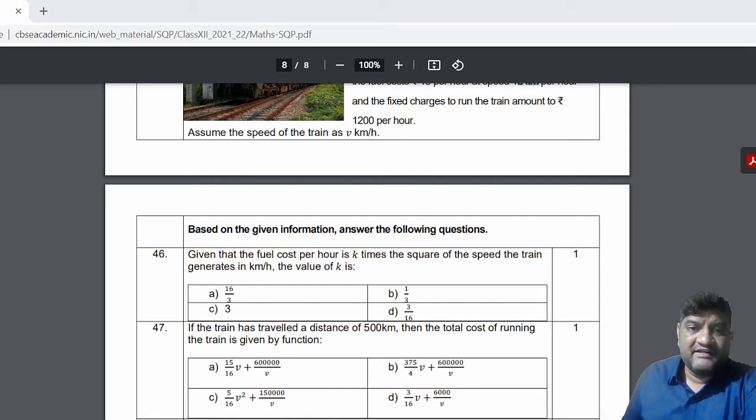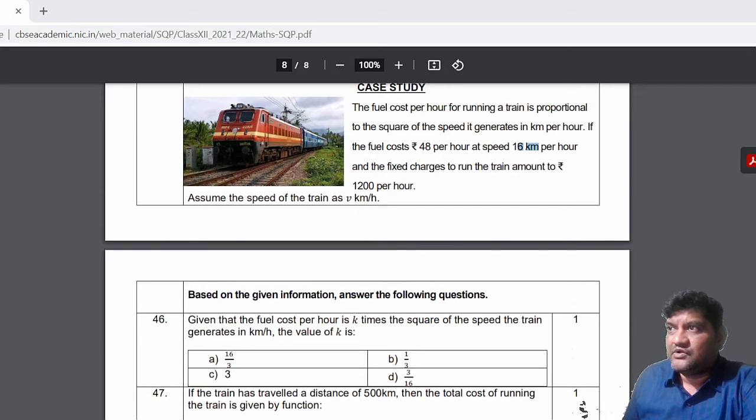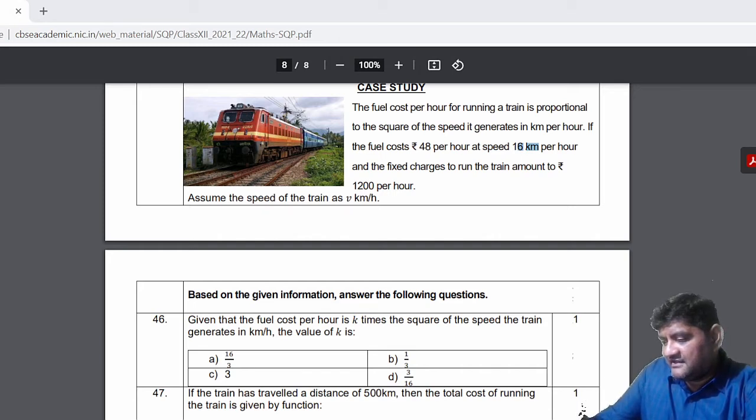If the train has traveled a distance of 500 kilometers, then the total cost of running the train is given by what function? Now the distance traveled by the train is 500 kilometers. For it to travel 500 kilometers, how much time would it have taken? The time it would have taken is 500 divided by 16. So the time taken would simply be 500 by 16.